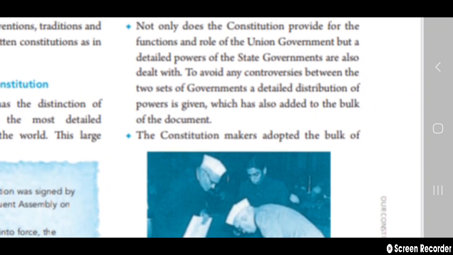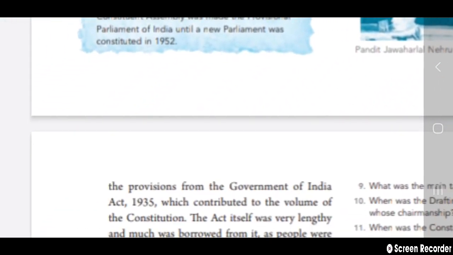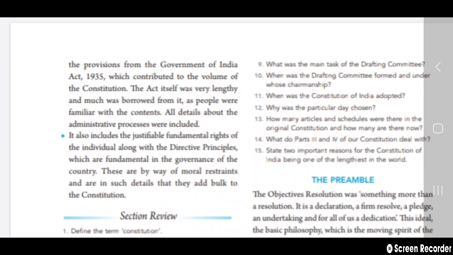Next, the constitution provides not only for the function and role of the union government, but the detailed powers of the state governments are also given. To avoid any controversies between the two sets of government, a detailed distribution of power is given, which has also added to the bulk of the document and made the constitution still lengthier.